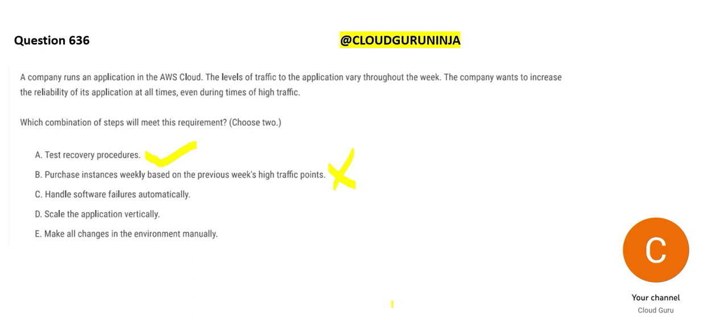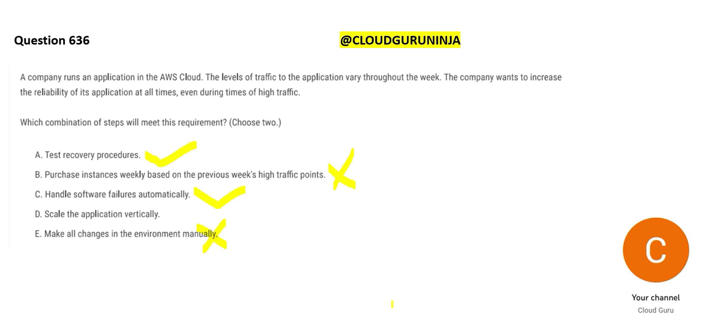C says handle the software failures automatically. Now, two options I would want you to compare. Anything which is automatic is good. Anything which is manual is bad. You see this option: make all changes in the environment manually, which is bad. For example, you saw Hamas entering Israel and nobody counted them and stopped them. The soldiers were not there. If they had an automated solution, that would have been a lot better to reduce the casualties. So automatic is always better.